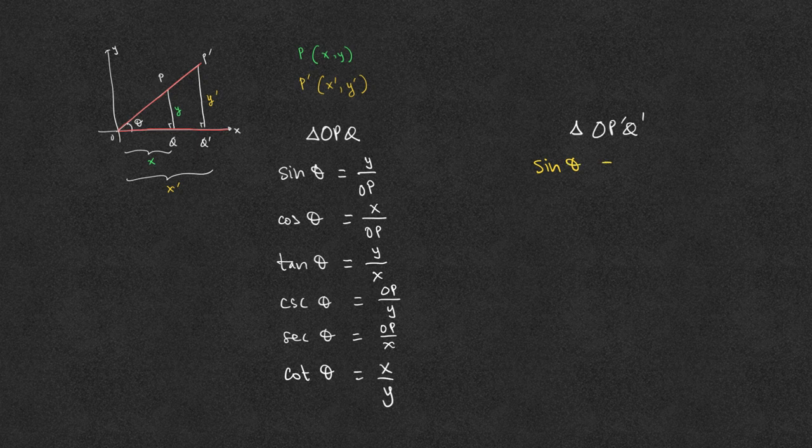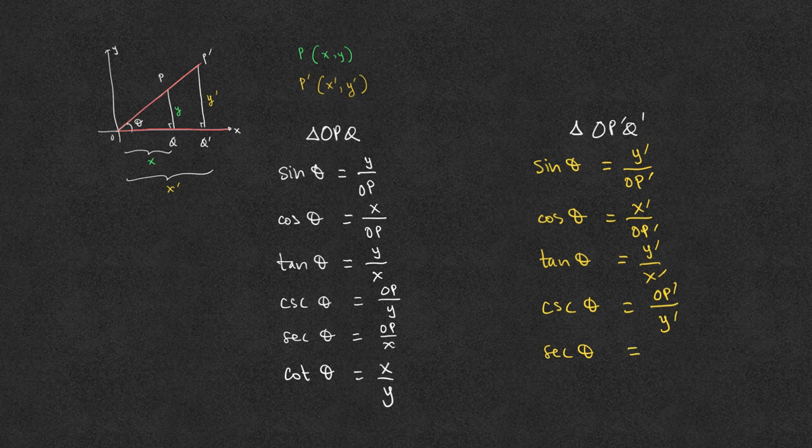sine of theta is y prime over OP prime. Cosine of theta is adjacent x prime over OP prime. Tangent of theta is y prime over x prime. Cosecant of theta is the reciprocal of sine of theta, which is OP prime over y prime. Secant of theta is the reciprocal of cosine of theta, which is OP prime over x prime. And cotangent of theta is the reciprocal of tangent of theta, which is x prime over y prime.